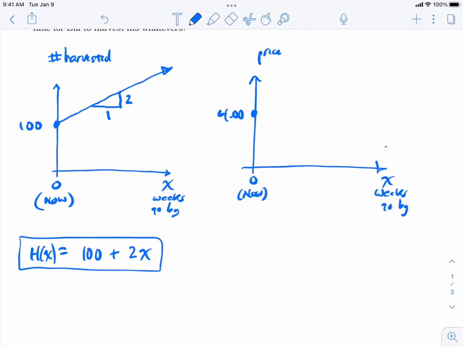Down 6 cents. So if you wait a week, it's a little bit less. If you wait another week, it's a little bit less. If you wait enough weeks, I guess it's going to be free or whatever. They won't buy it, I guess is what you're saying. But anyway, what's the slope of this line now?